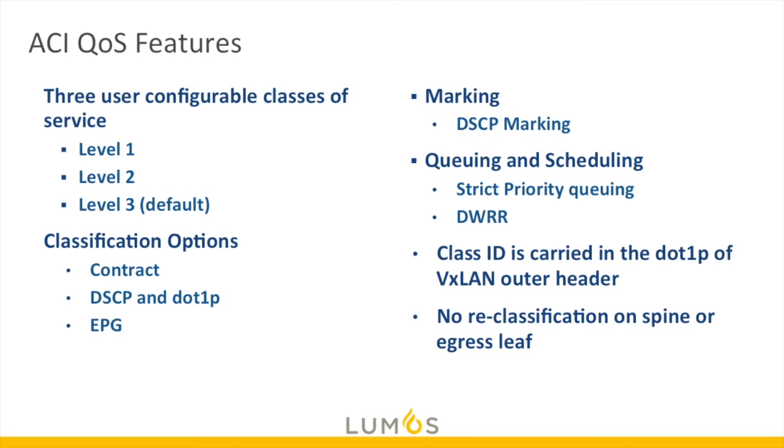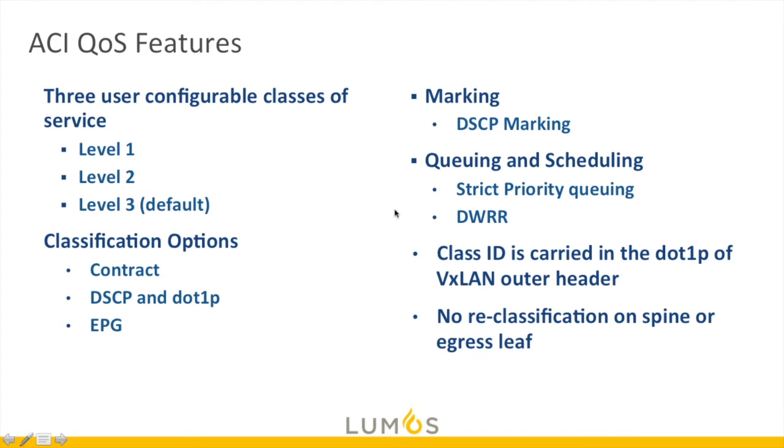In ACI, there are 3 user configurable classes of service: level 1, level 2, and level 3. Level 3 is the default. If you do not do anything, everything gets put into level 3. The classification options, we do it in the contract. It can be done on DSCP or .1p, so that's the CoS lanes, and via the EPG.